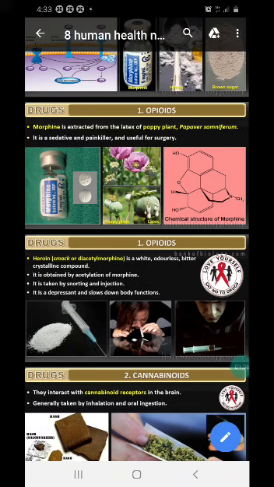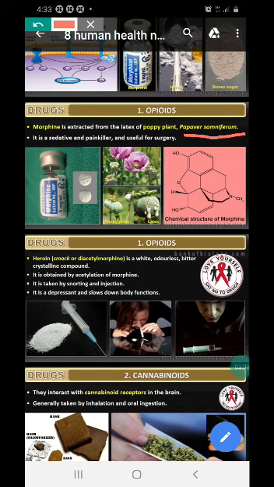Morphine is extracted from the latex. Latex is the secretion of some plants. Okay. Latex of the poppy plant. The scientific name of the poppy plant is Papaver somniferum. Okay. Now it is a sedative. It is used as a sedative. It is given to patients.